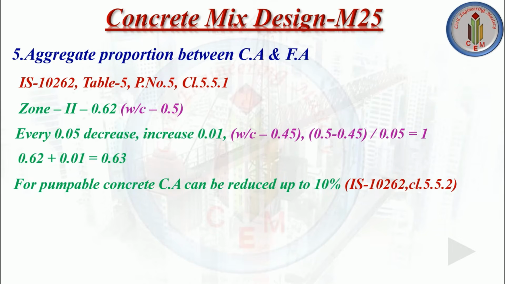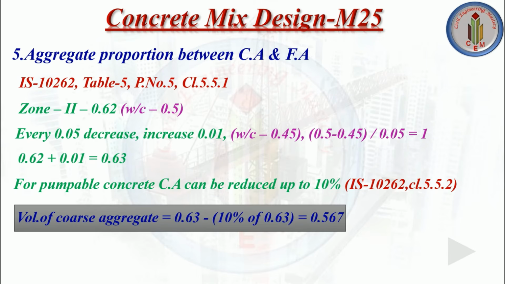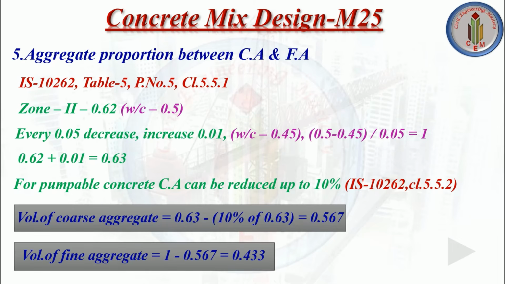For pumpable concrete, coarse aggregate can be reduced by up to 10% as per clause 5.5.2. So volume of coarse aggregate is equal to 0.63 minus 10% of 0.63. If we use pumpable concrete, we can reduce the coarse aggregate proportion by 10%. So we get 0.567 as the volume of coarse aggregate. Next, the volume of fine aggregate is 1 minus 0.567, which is equal to 0.433.